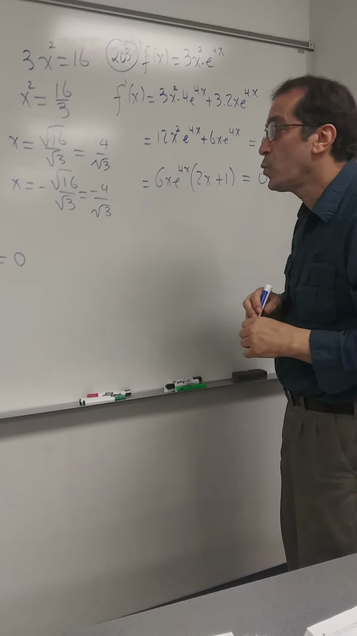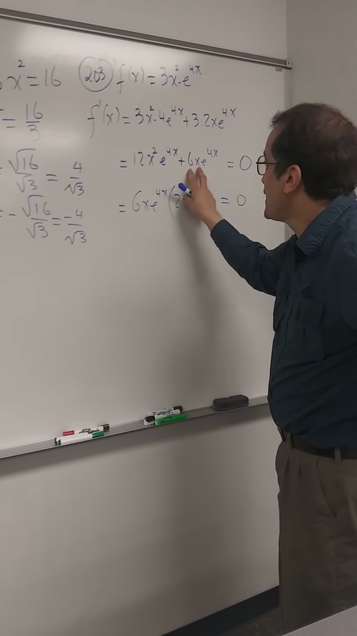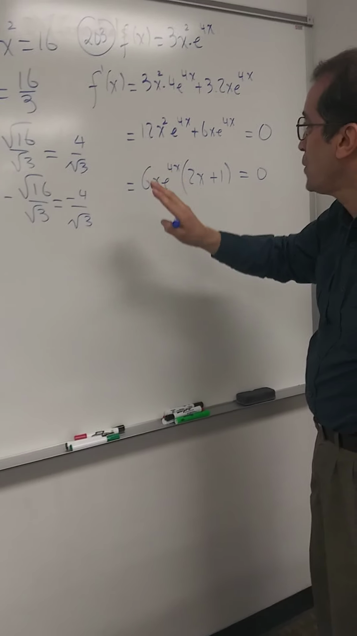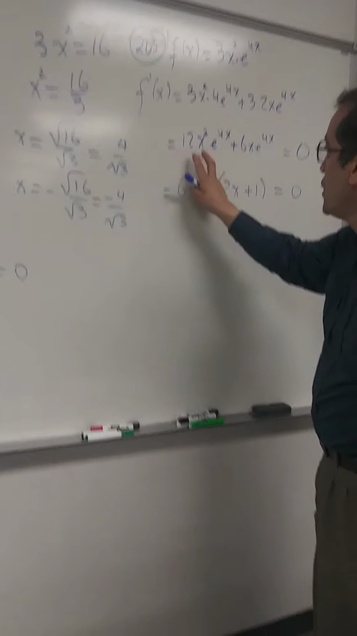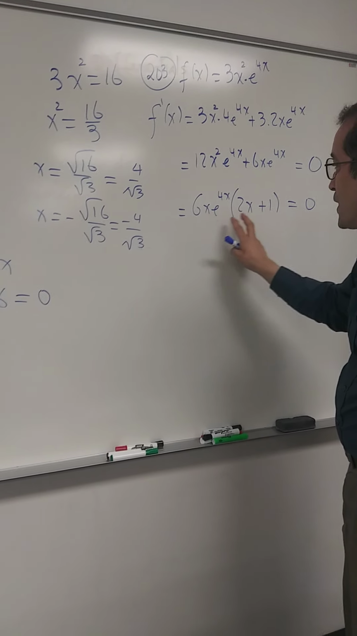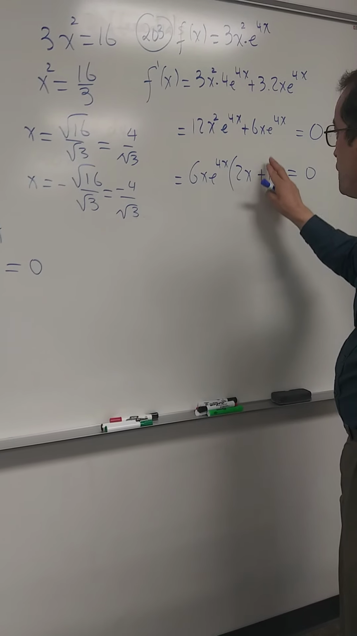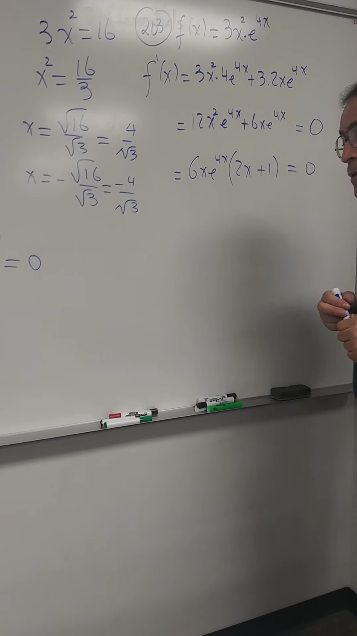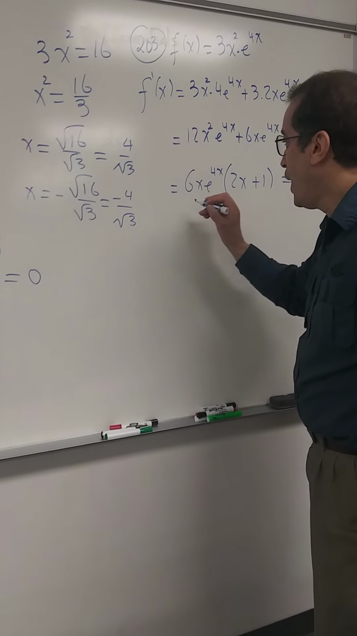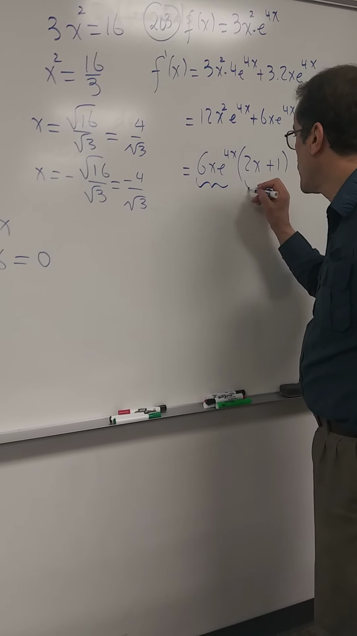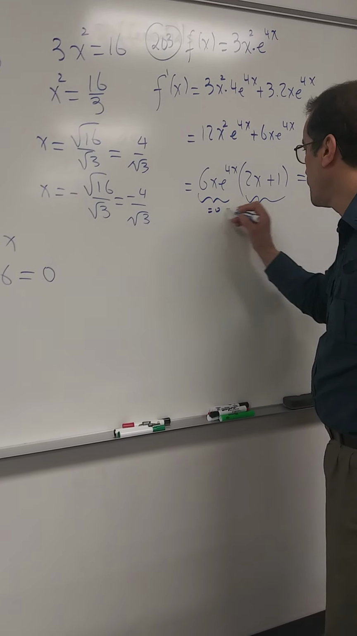Let us factor out what we can. We can factor out 6x e^(4x). Take it out, 6x e^(4x). 12x² divided by 6x gives you 2x. And then 6x divided by 6x is 1. So 2x + 1 equals 0. So either this factor equals 0 or this factor equals 0.